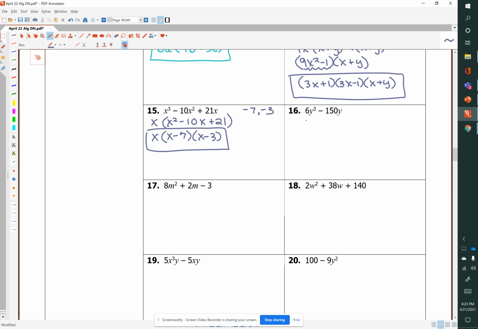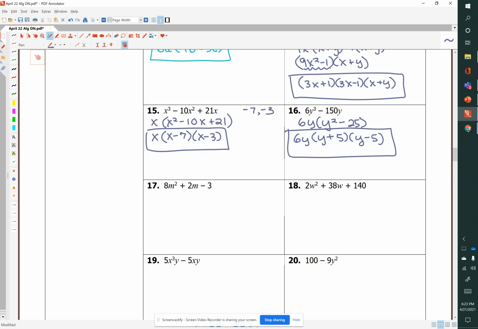So number 16, I see that we can factor out a 6 and a y, which would leave us with y squared minus 25, which is a difference of squares. So we'll have 6y times the quantity of y plus 5, y minus 5, and that is a fully factored polynomial.